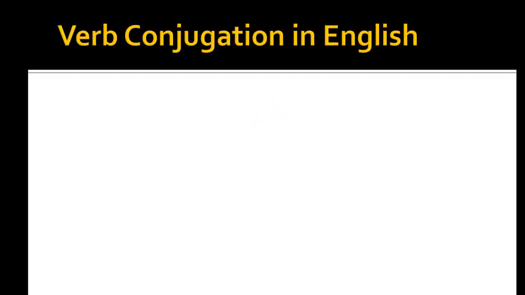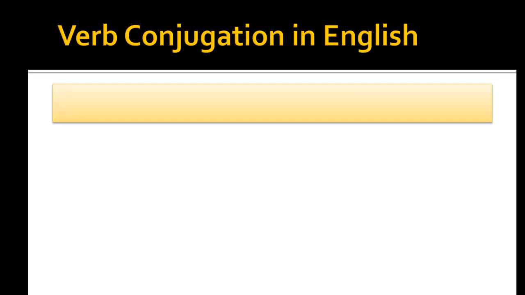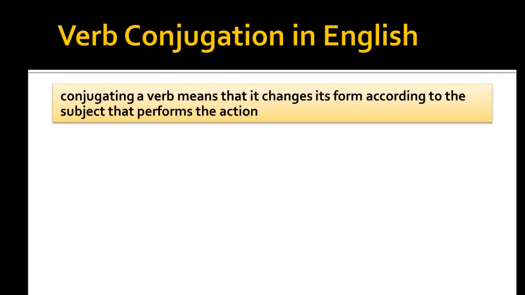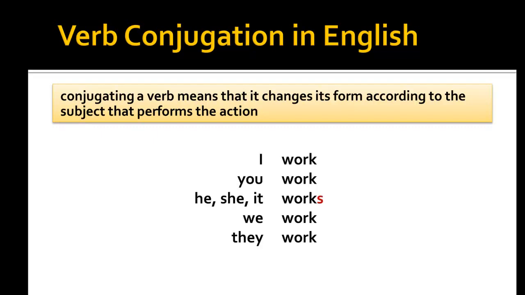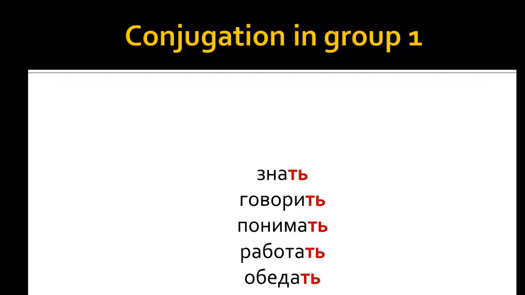First, let's talk about verb conjugations in general. Conjugating a verb means that it changes its form according to the subject that performs the action. For example, in English, the verb only gets one conjugation ending, s, for the pronouns he, she, and it. In Russian, it's not that easy. First of all, there are two conjugation groups in Russian.